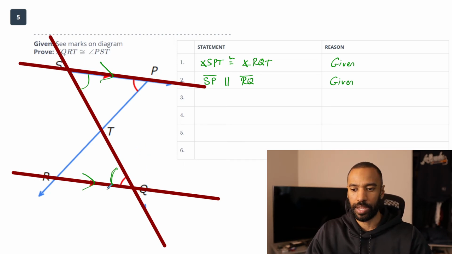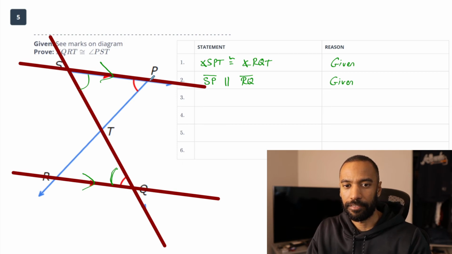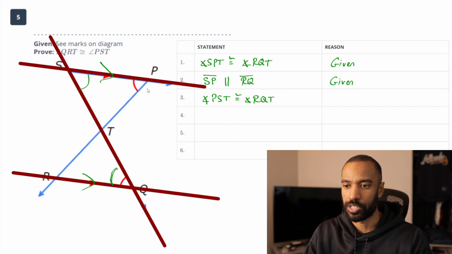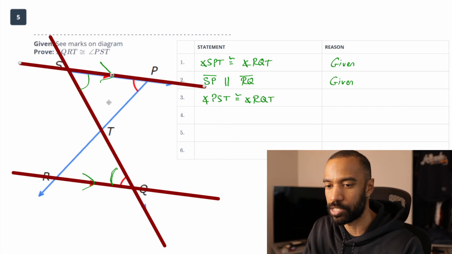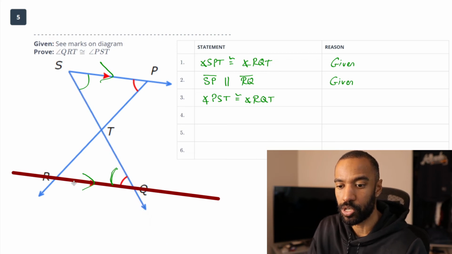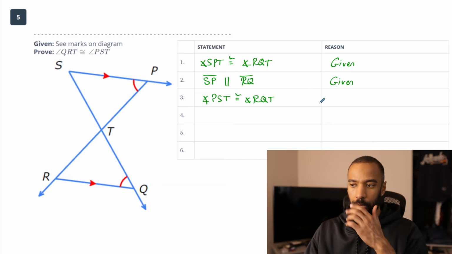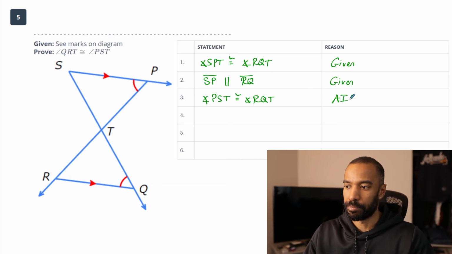If you can see that in green, two lines cut by transversals, alternate interior angles, ignore that blue line completely. We have angle PST congruent to angle RQT. Those are alternate interior angles that are congruent. Now that's because the lines are parallel. That's because of statement 2 that I could make that very statement. So that's the alternate interior angles theorem.